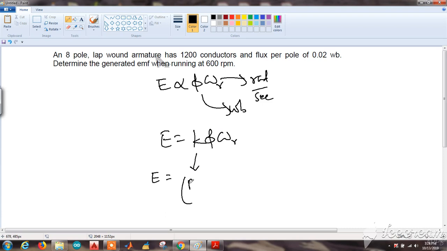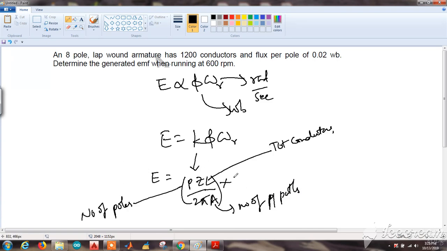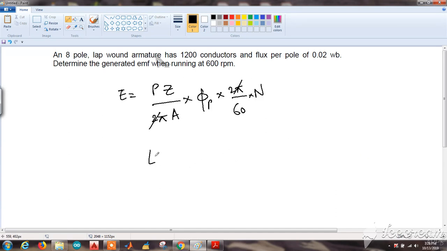Now K can be written as Pz by 2 pi A, where P is number of poles, Z is total number of conductors, and A is number of parallel paths. And write phi as it is, that is flux per pole, which I can denote as phi P. Coming to omega R, if I convert radians per second, that is angular speed, to mechanical speed in RPM, I can write 2 pi by 60 into N, where N is in revolutions per minute. So this 2 pi gets cancelled, and we get the final equation as E equals P z phi P N by 60 A volts.